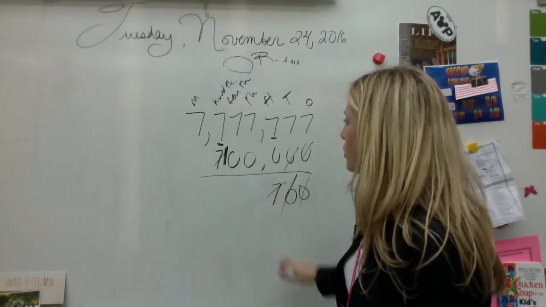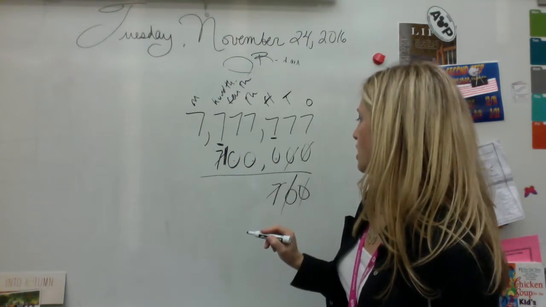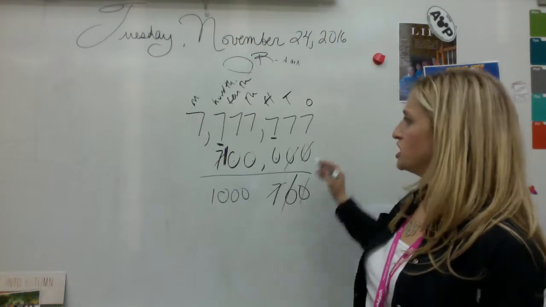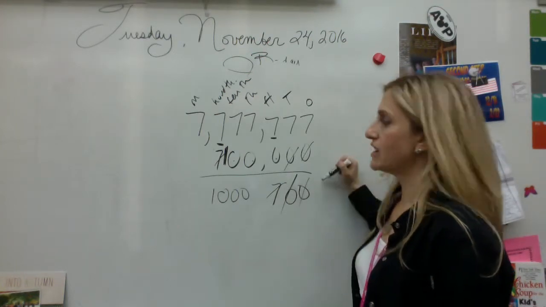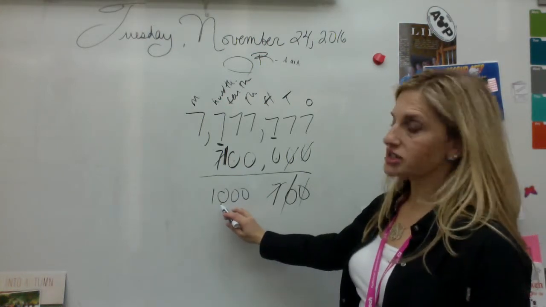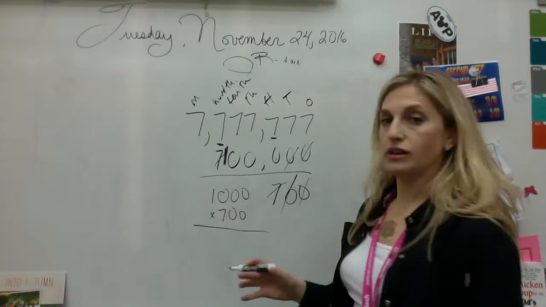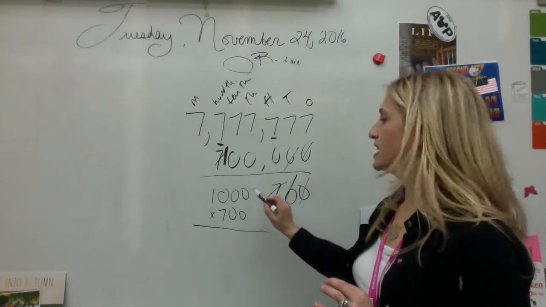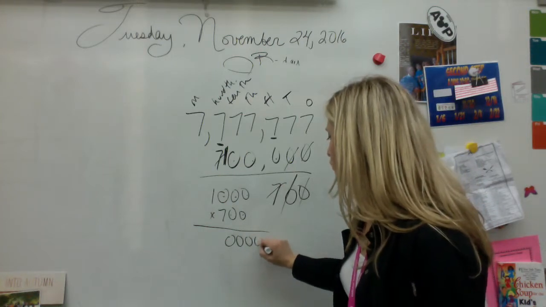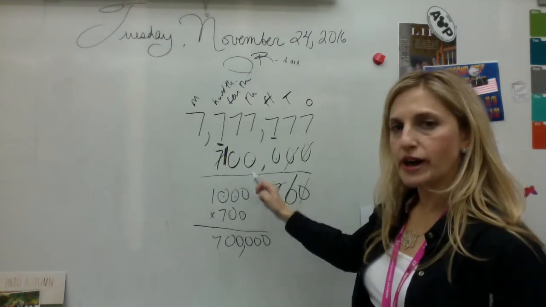And I am left with the digit of 1, and 1, 2, 3 zeros. So the difference between 700,000 and 700 is 1,000. Well, how do I check it? I take my 1,000, which I just got as my answer, and I'm going to multiply it by 700. Whenever you're multiplying anything that ends in a 0, you just count the zeros. So I've got 1, 2, 3, 4, 5. 1, 2, 3, 4, 5. And 7 times 1 is 7. It should always put me back to that.